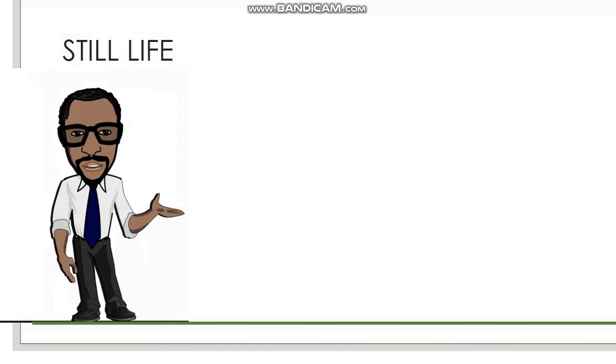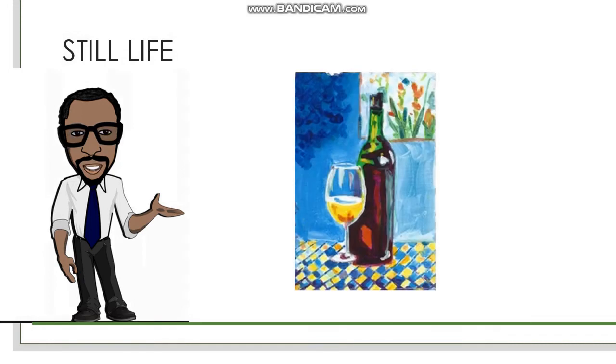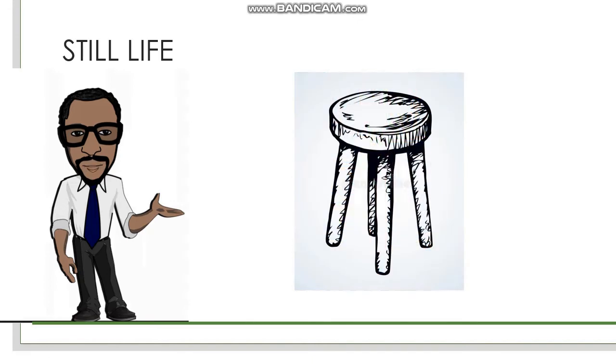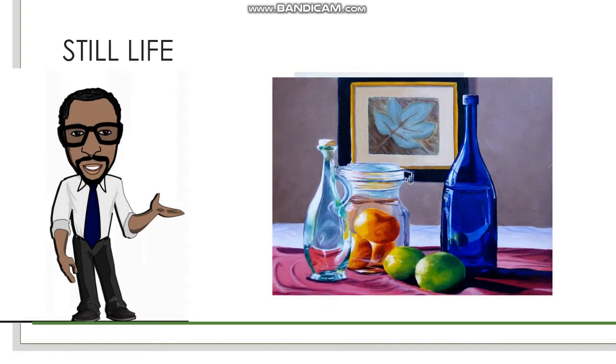When we look at still life, we talk about items that are showing a depiction of a utilitarian object in the house or an item that we may find. So whether it be two items or one or a group of items.